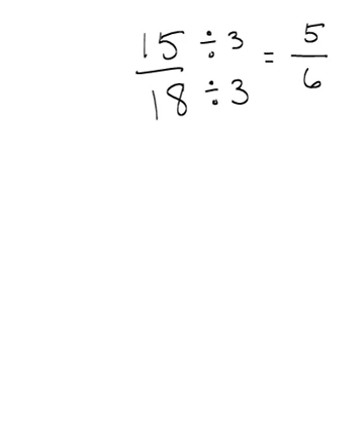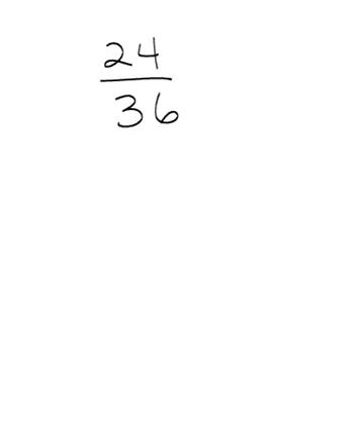The fractions are still equal to each other, but we would say that this fraction 5/6 is in its lowest terms. It can't be reduced any further because 5 and 6 don't have any other common factors other than 1. You know you've gotten a fraction in lowest terms when the only common factor they have left is the number 1. Let's look at one last example.